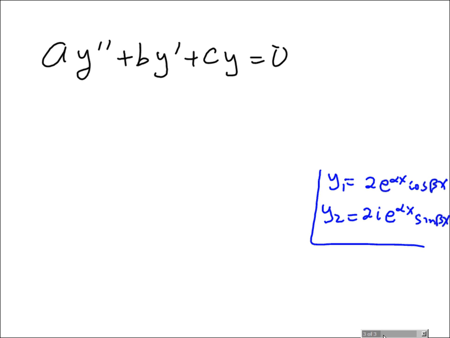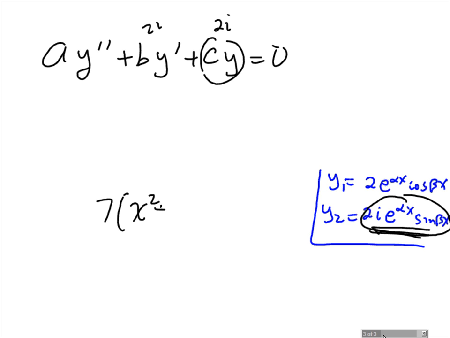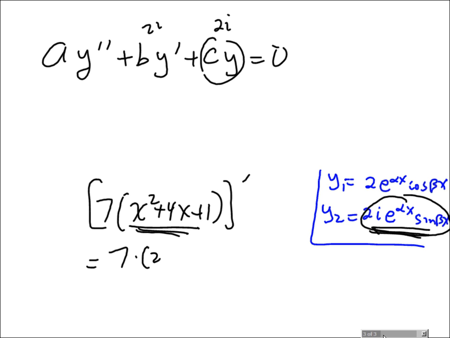That is, when I plug this in right here, I'm going to have a factor of 2i. And when I take the derivative, the 2i just stays there. After all, when you take the derivative of 7 times x squared plus 4x plus 1, this 7 stays, and it gets multiplied by the derivative of x squared plus 4x plus 1, which is 2x plus 4 if I'm not mistaken.